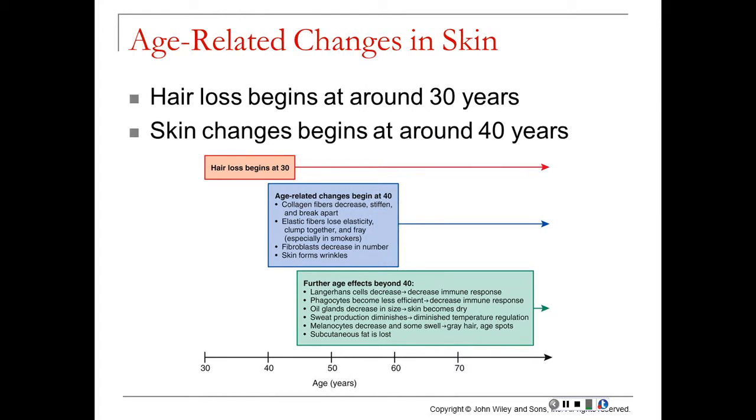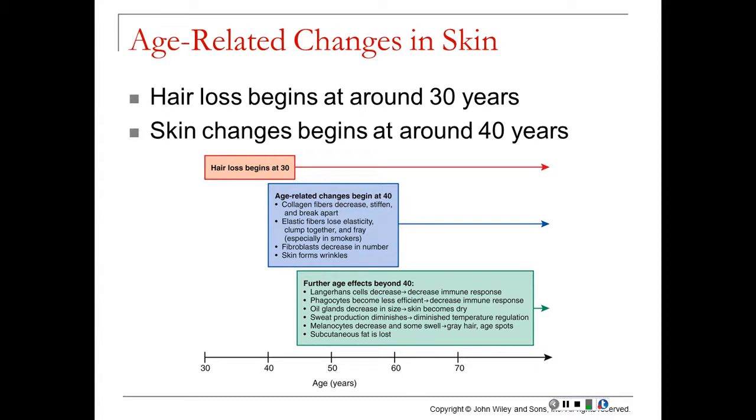Let's just review briefly some age-related changes in the skin. Typically, hair loss, if it's going to occur, is going to start at around age 30. Some will begin earlier, some will begin later, and that's all determined by genetics. The average is around age 30. Most of your skin changes are going to begin around age 40.